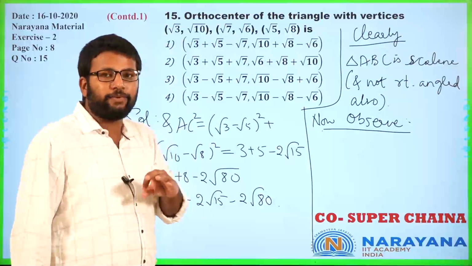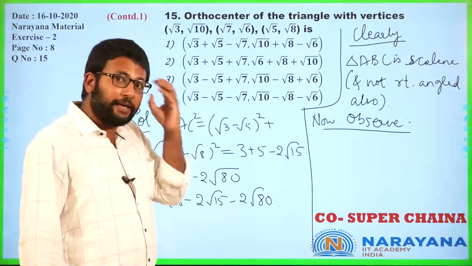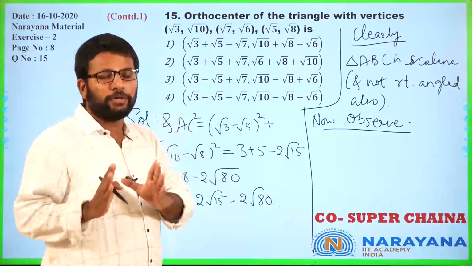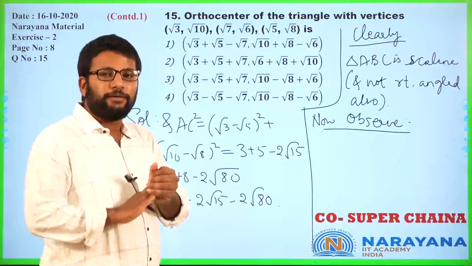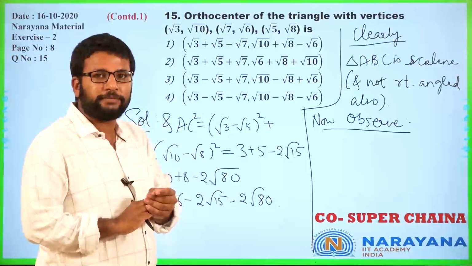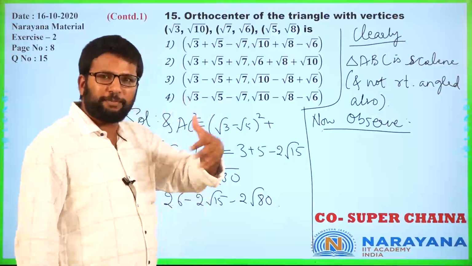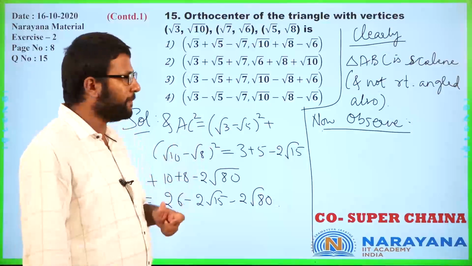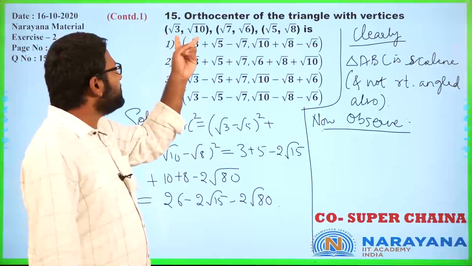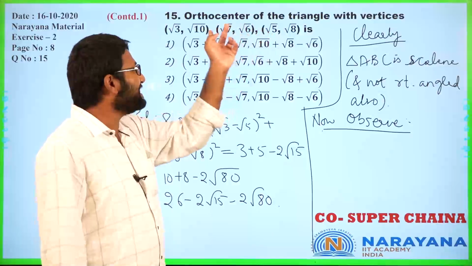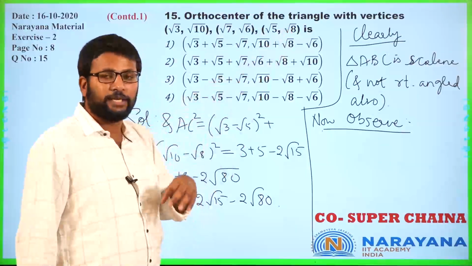Now, if any of you looked at those numbers and realized it is happening, good, congratulations. You will need that skill of observation, okay? If anybody did not get it, don't worry. With practice, your observational skills will improve. So, 3 plus 10 is 13, 7 plus 6 is 13, 5 plus 8 is 13.